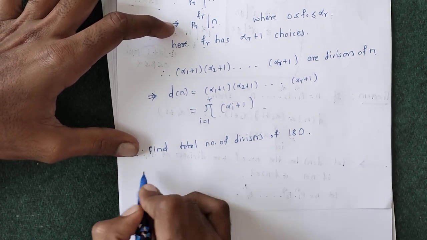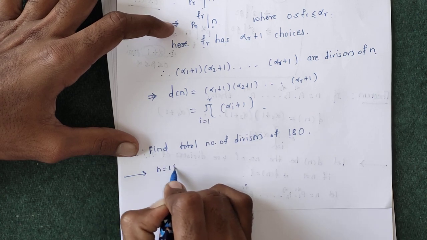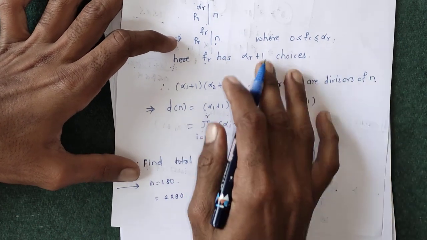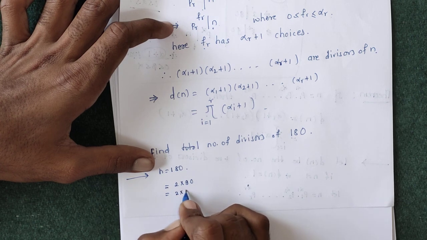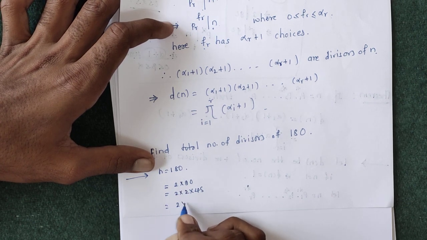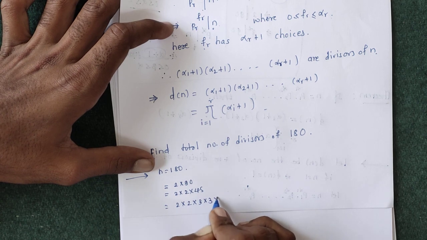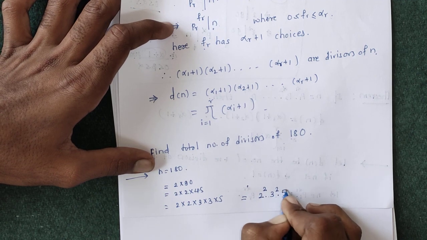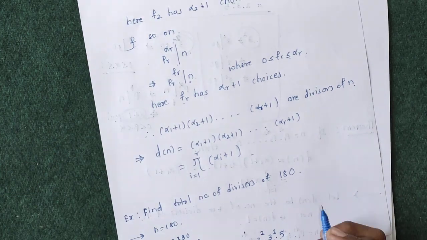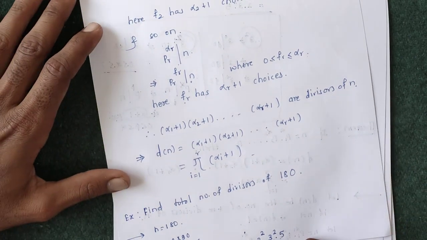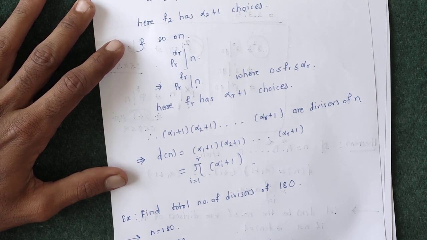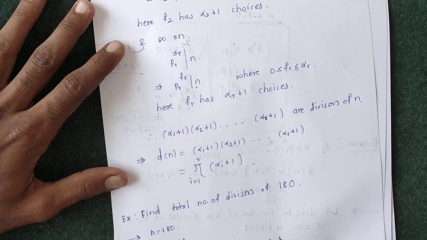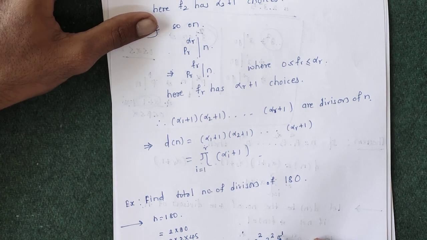So here the solution: we have given n is equal to 180. So 180 can be expressed as 2 into 90, or we can simplify this as 2 into 2 into 45, again 2 into 2 into 3 into 3 into 5, or we can just write it as 2 square into 3 square into 5. Here we get p1 raised to alpha 1, p2 raised to alpha 2, p3 raised to alpha 3, and alpha 3 is equal to 1. So alpha 1 is equal to 2, alpha 2 is equal to 2, alpha 3 is equal to 1.